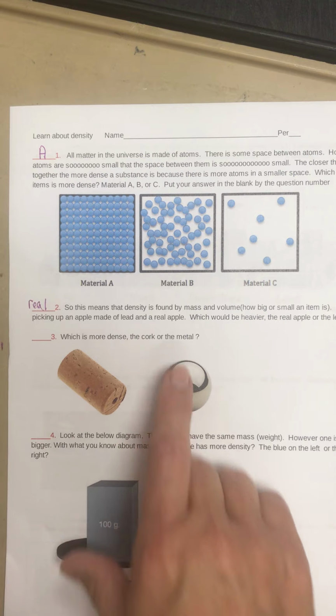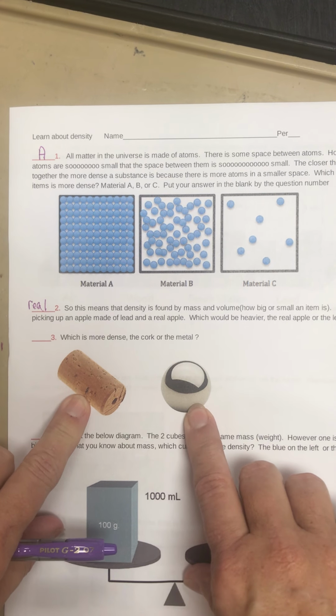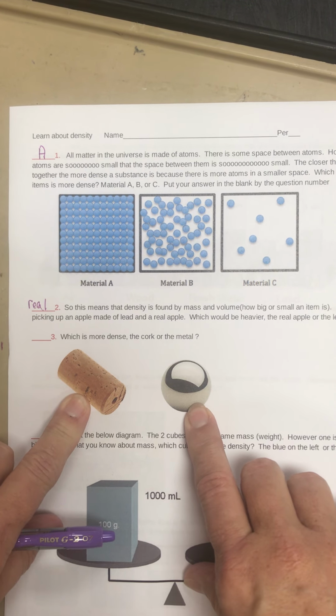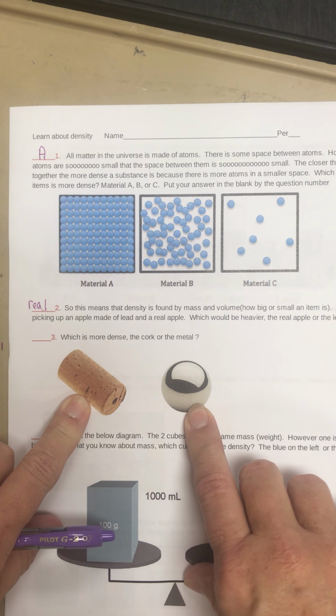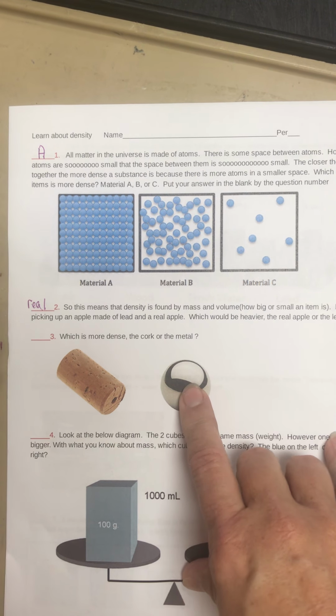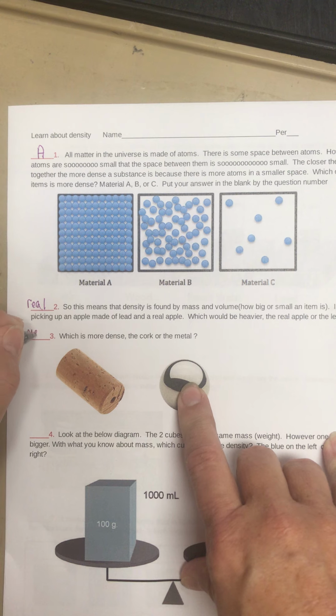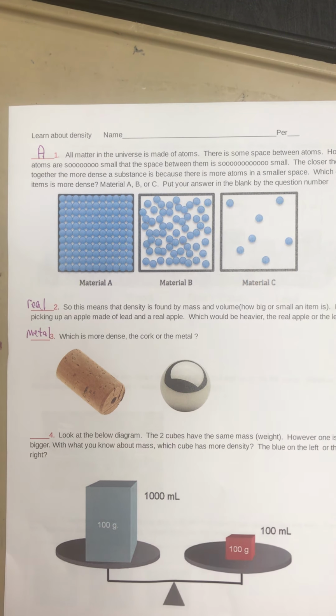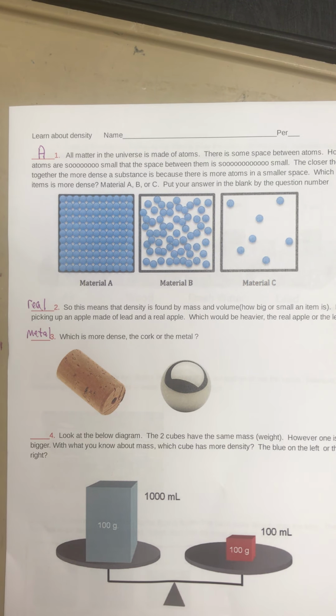Which is more dense, cork or metal? They're approximately the same size. Imagine picking those up, which would be more dense? Well, it would be the ball, or the metal, I guess. That's what it asks for. Now look on your paper and see if you got the same answers I'm getting. If you don't, you might want to do some studying for the test.